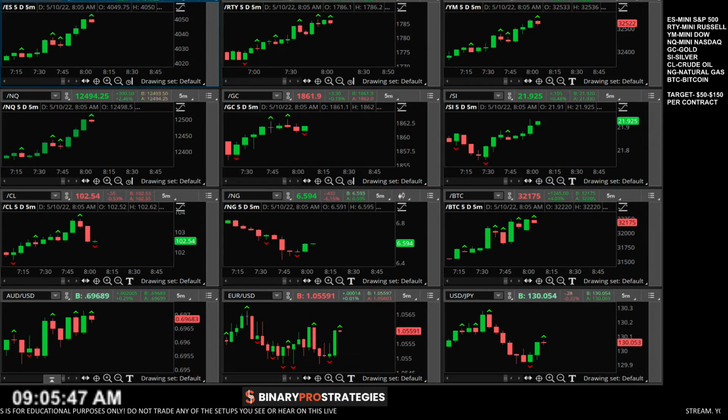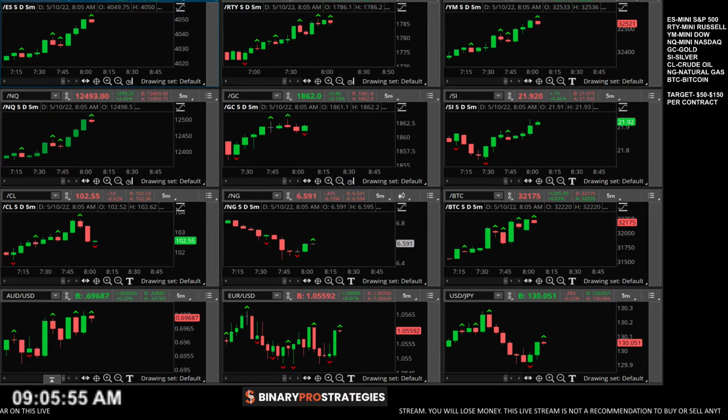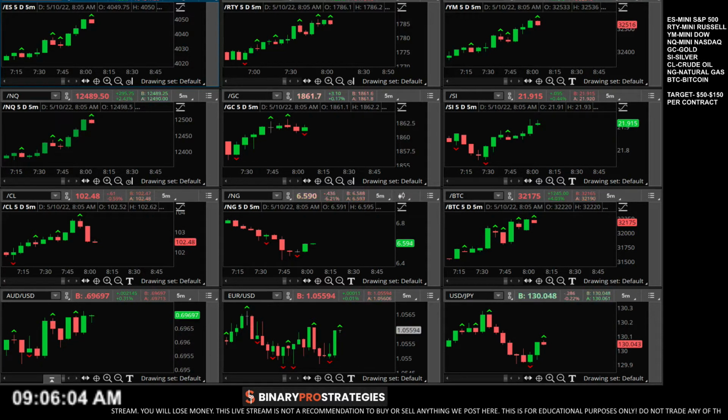And with the indices and the commodities, we're going to be using something called Einstein. Einstein provides us with an entry point, a profit target, and or reversal. The hit success with Einstein is very high, meaning that it will hit target before reversal.